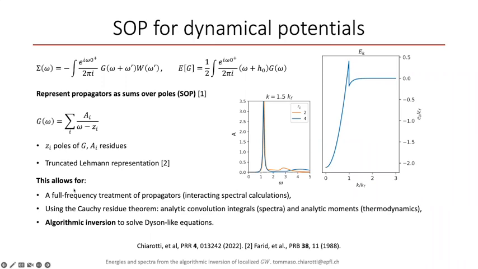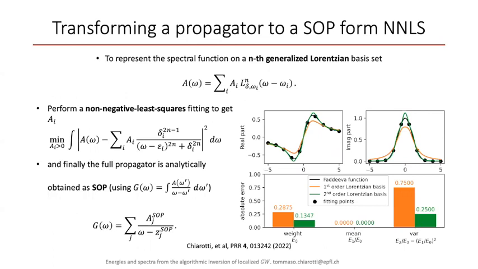Okay. Now, as I said, this allows for the full-frequency treatment of propagators, and using the Cauchy residue theorem, you can get all the quantities that electronic structure is interested in. Now, we will see something very interesting, a very unexpected property. This actually allows us to solve the Dyson equation analytically. There is an entire part of the talk about this. Okay, so how do we actually get these coefficients?